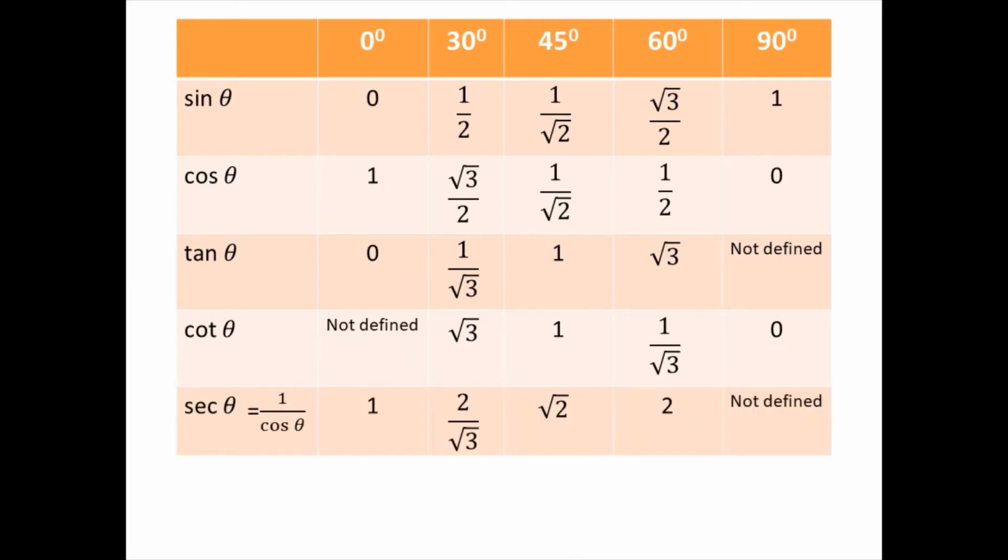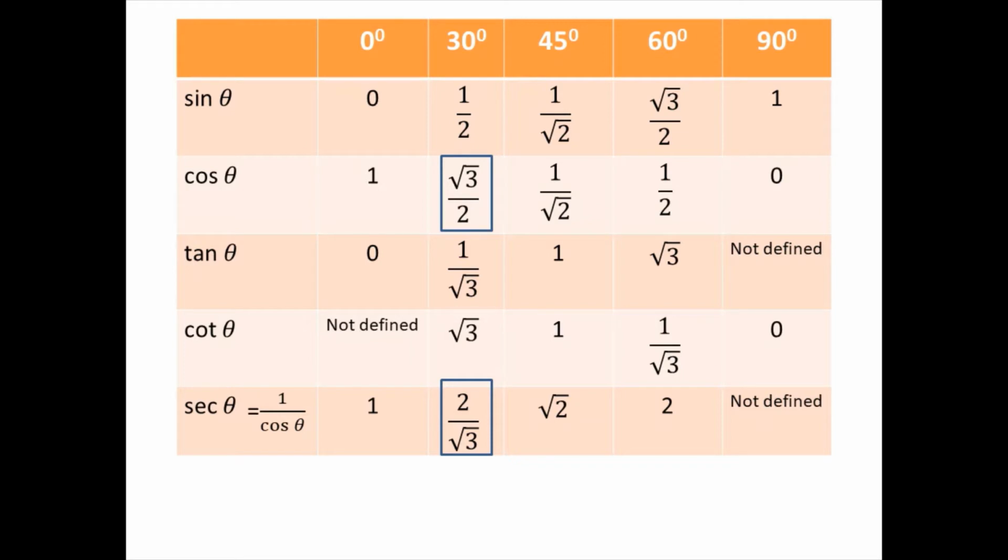Okay, so next we go for the next ratio, that is the secant theta. Secant theta is the reciprocal of the cos theta. Secant theta is equal to 1 by cos theta. So we just write the reciprocal of the cos values. Cos 0 degree is 1, so 1 by 1 is 1. Now cos 30 degree is root 3 by 2, so we write it as 2 by root 3. We are just interchanging the numerator and denominator. It is called the reciprocal.